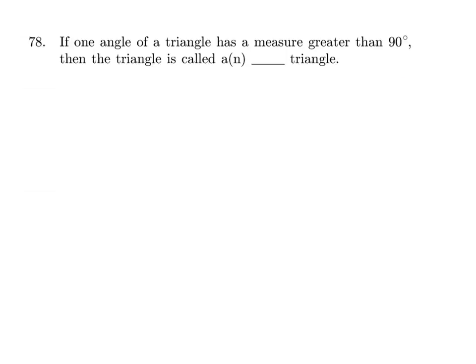All right, if one angle of a triangle has a measure greater than 90 degrees, then the triangle is called a blank triangle. All right, if one angle is greater than 90 degrees, that means it's an obtuse triangle. Done.